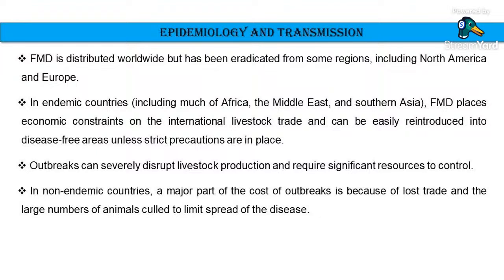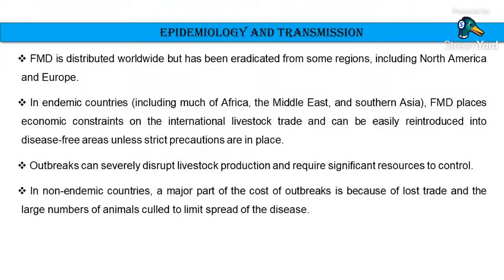In endemic countries, where the virus is continuously present, like Africa, the Middle East, and Southern Asia, it places economic constraints on the livestock trade, because the affected countries face trade barriers, and the virus can easily be reintroduced into disease-free animals. Unless strict precautions are placed, the disease gets easily spread from one place to another.